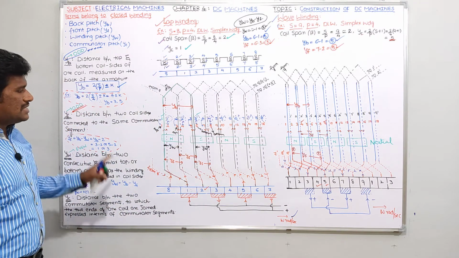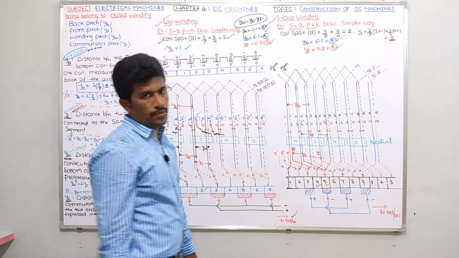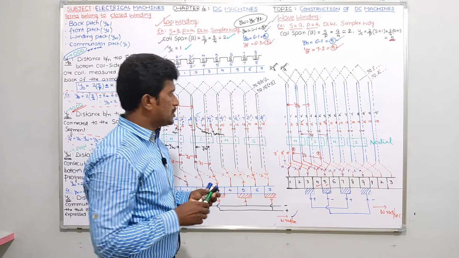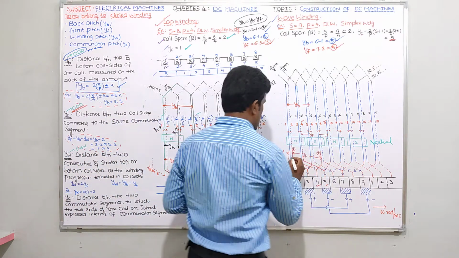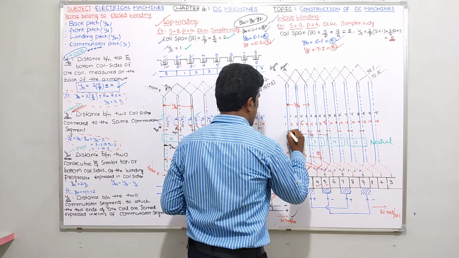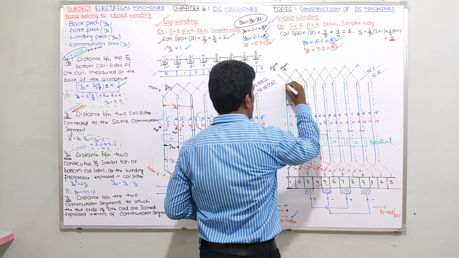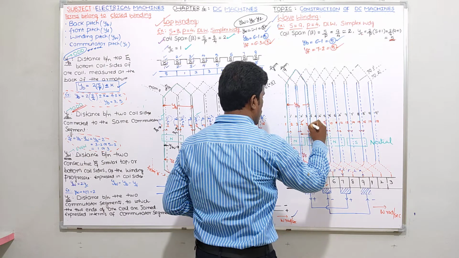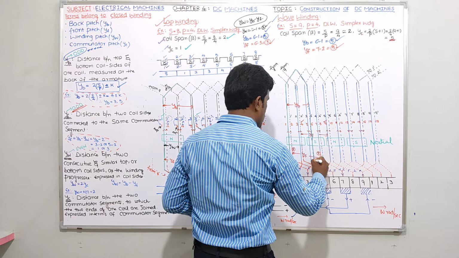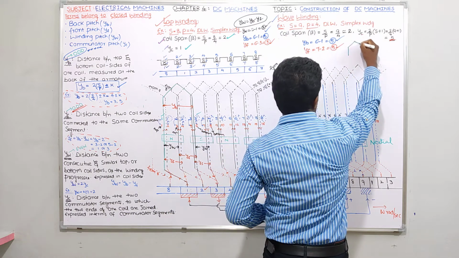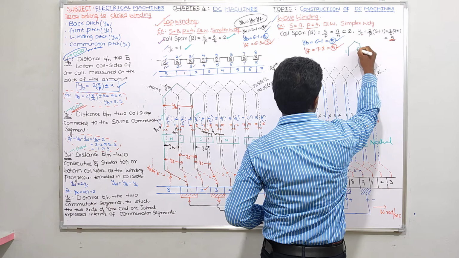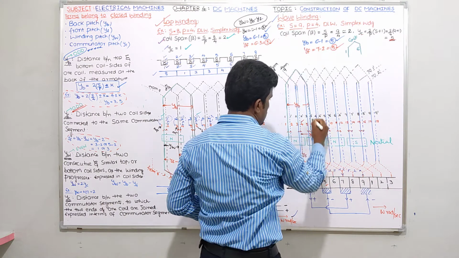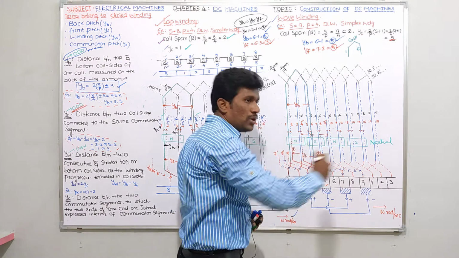Now tell me the same thing I am asking in wave winding also. You should be very careful. Tell me, what is the first coil here? I'm just drawing here. From 1 it is going to 6. Very good, 1 to 6. This I can say is coil number 1. Next, what about as the winding progresses?